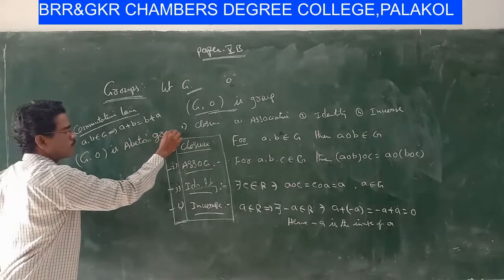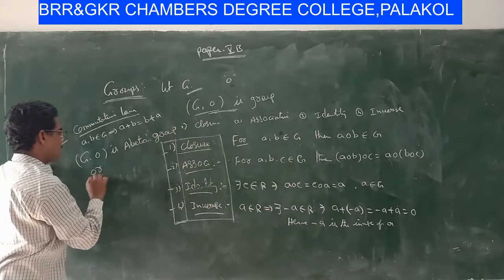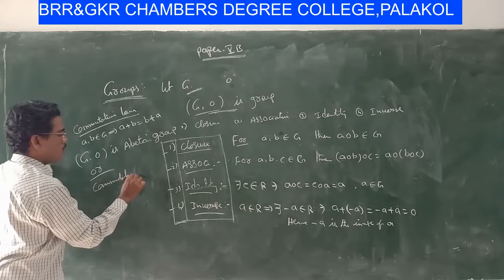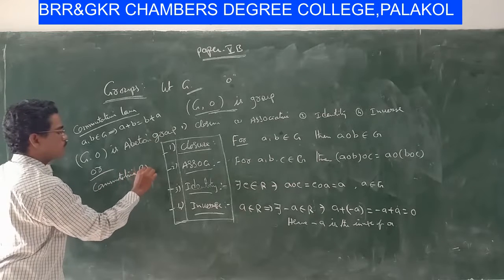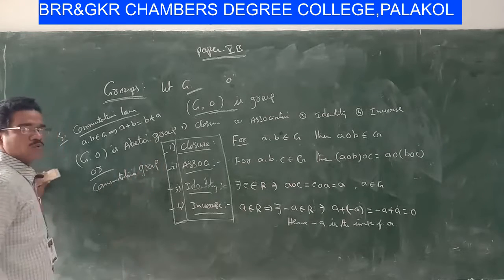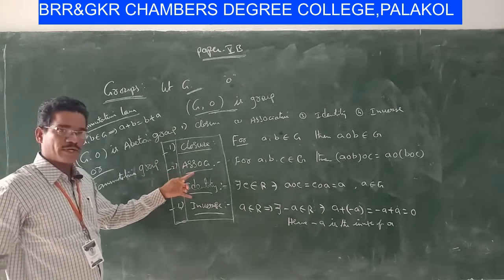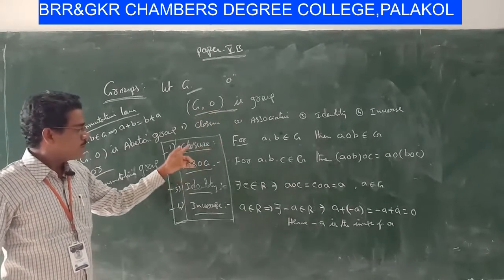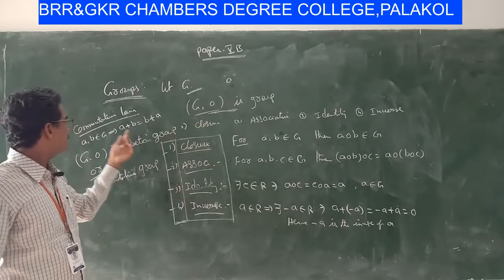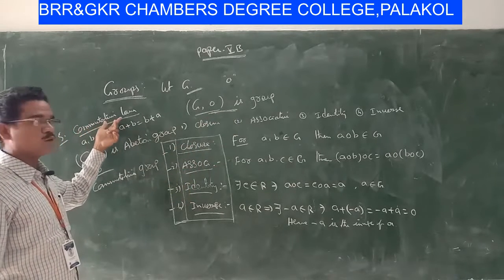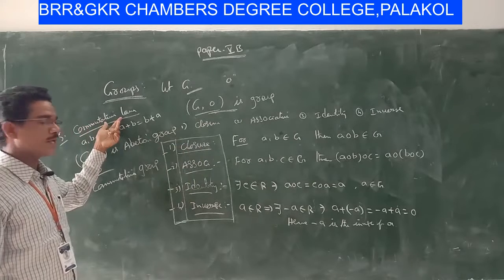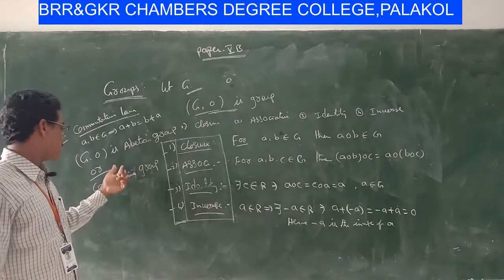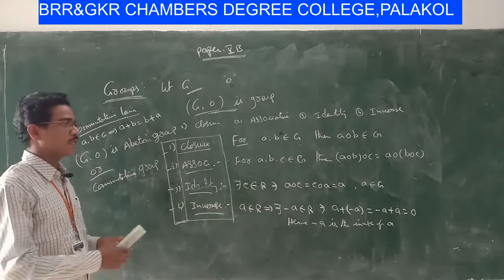Group or commutative group. So first four laws are satisfied, then G comma circle is a group. These four and fifth one commutative law is also satisfied, then G comma circle is abelian group or commutative group. Okay.